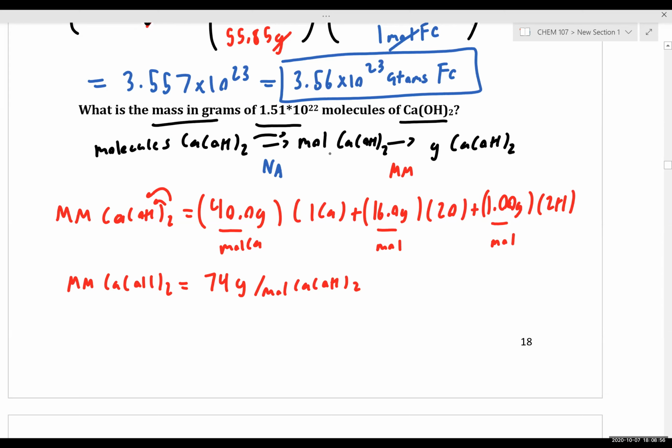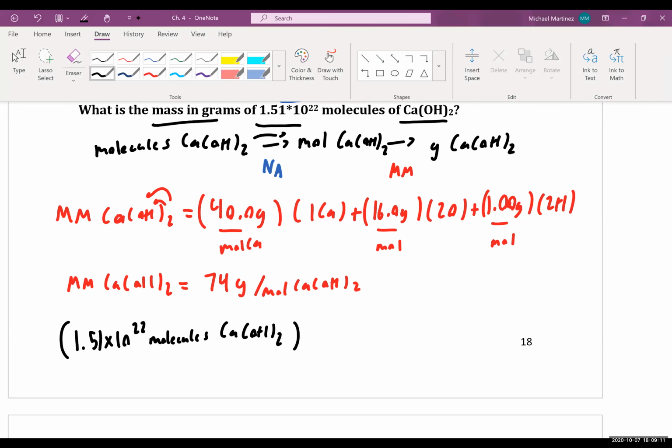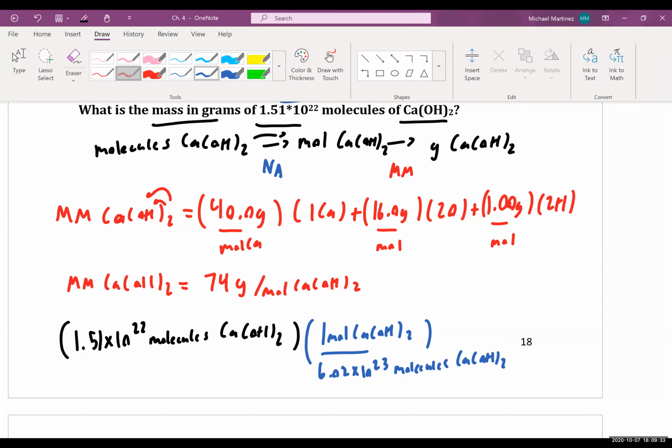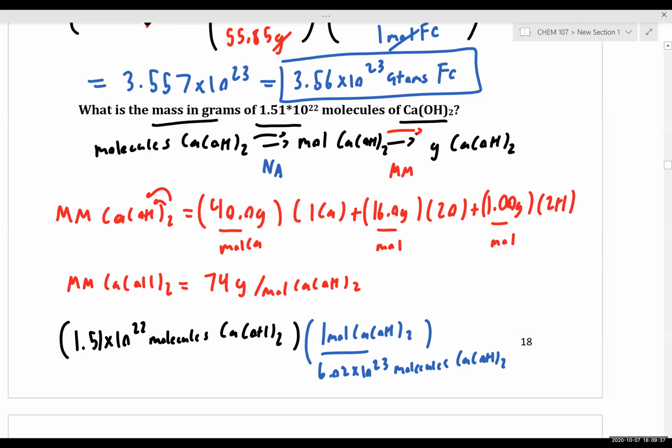So if we want to go from molecules to moles, we write out our molecules. And we know that if we're going from molecules to moles, we want units of moles on top. So in 1 mole of calcium hydroxide, we have 6.02 times 10 to the 23rd molecules of calcium hydroxide. Next, if we wanted to go from moles to grams, we can in turn utilize our molar mass, which is 74 grams per 1 mole of calcium hydroxide.